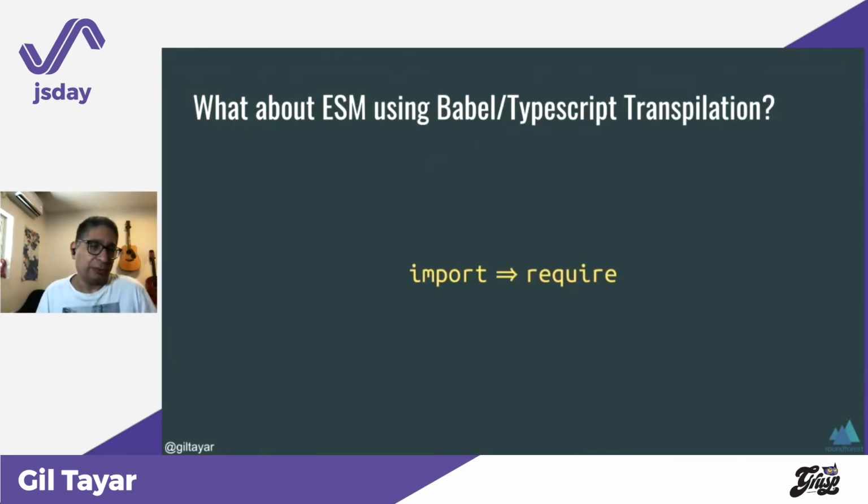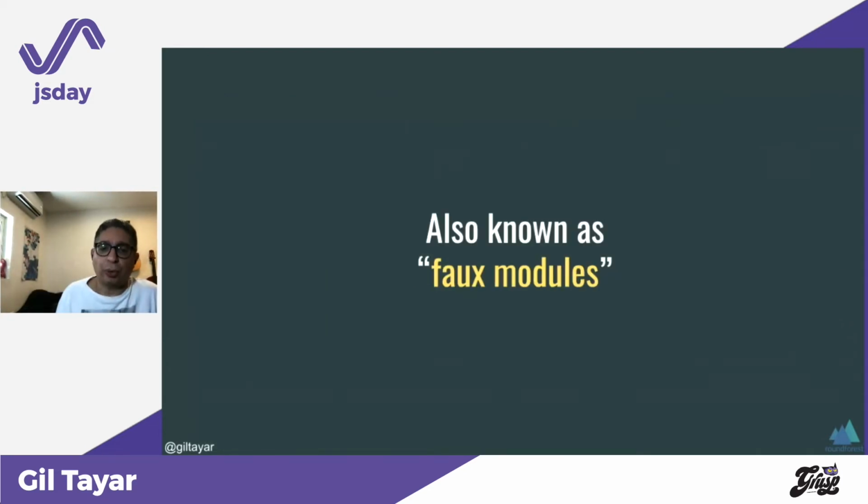What about ESM, which we've been using for years now with Babel or TypeScript transpilation? What that does is take imports and convert them to require. That's basically what Babel does when running under Node.js. When using a bundler for front end, it takes those imports and knows how to build a bundle that includes all the imported files. But let's talk Node.js. All it does is transform imports to require.